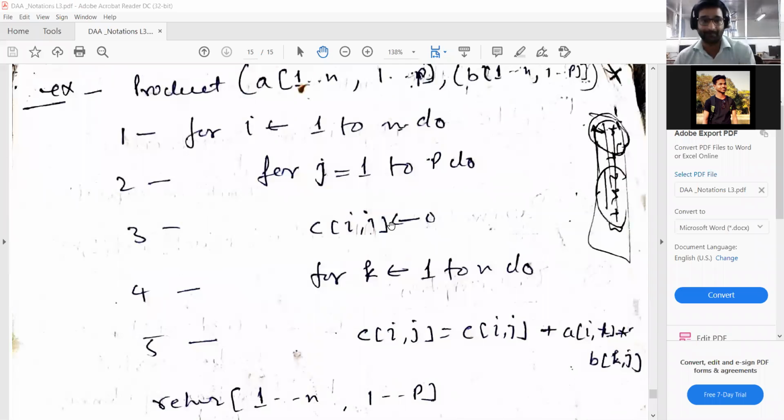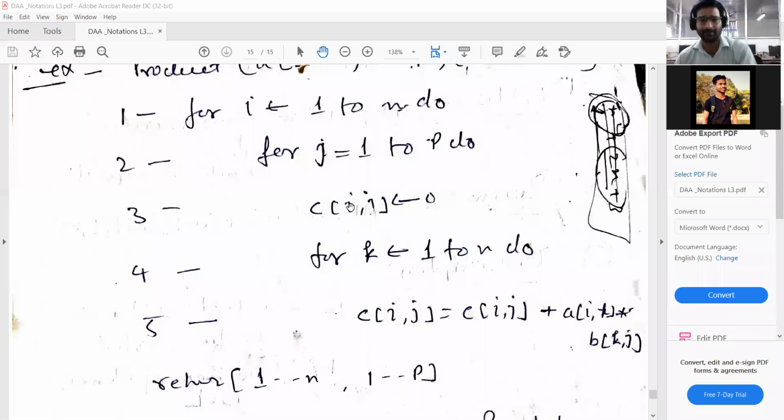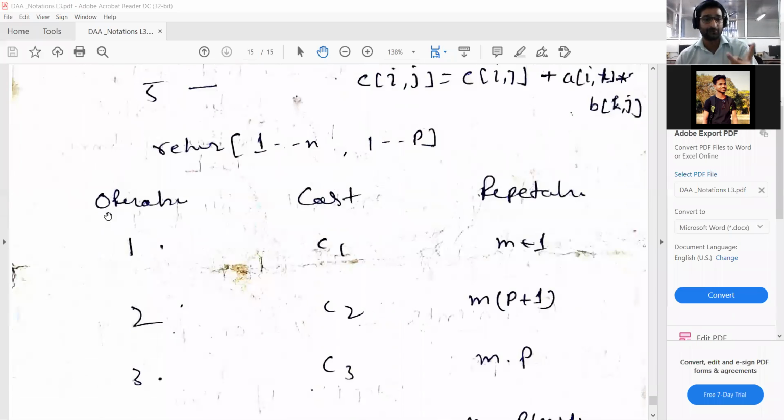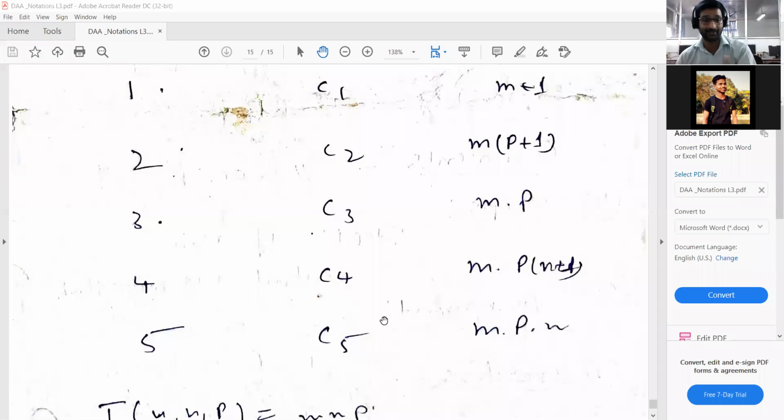to analyze the time. ठीक है, तो जैसे मैंने बताया कि if the cost of one statement, for statement number 1, is C1, 2, तो एक टेबल बना लिया आपने suppose like this. So as I said, operation 1 has cost C1, 2 is cost C2, 3 is cost C3, 4 is cost C4, 5 is cost C5.